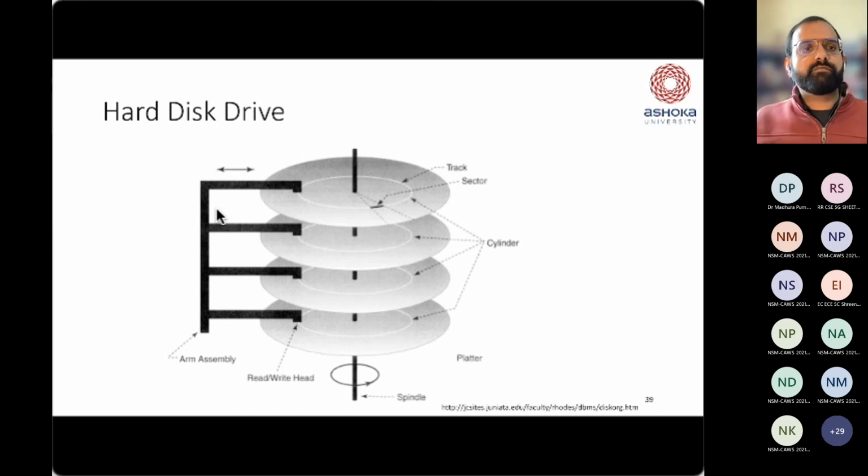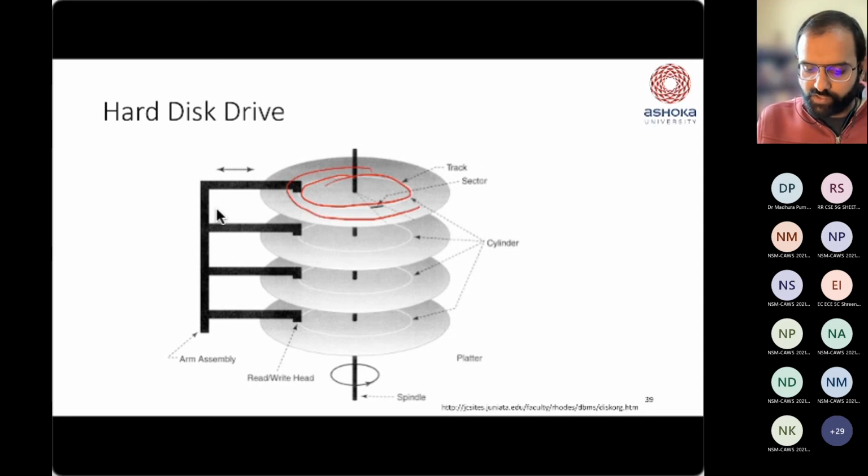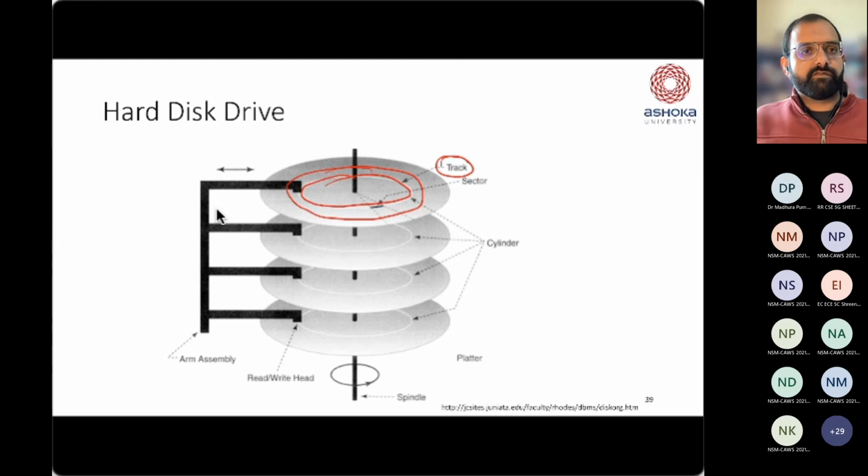So information in hard disk drives is stored on what are known as magnetic platters. Platters are nothing but disks that have magnetic material coated on both sides of them. And information is stored on these magnetic platters in concentric circles. So you have information being stored over here and so on and so forth. Each one of these concentric circles is what is known as a track.